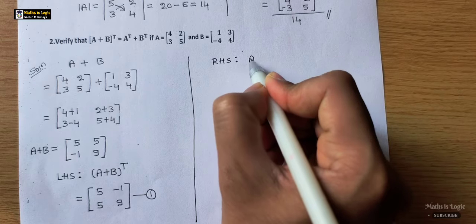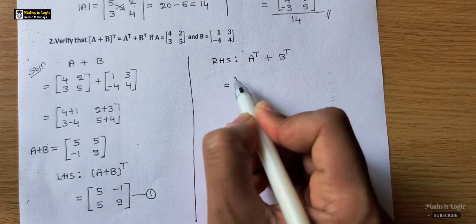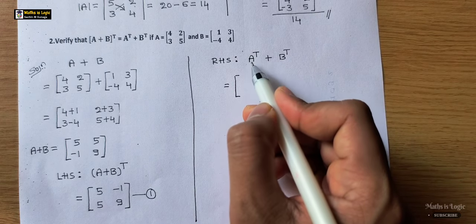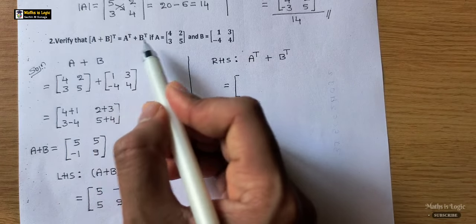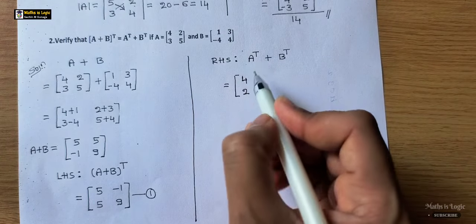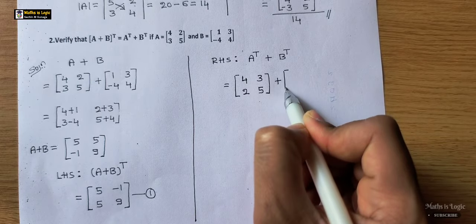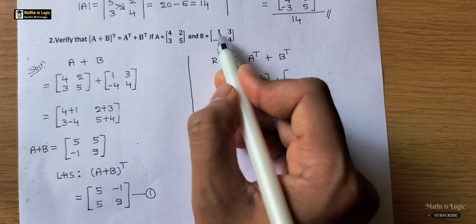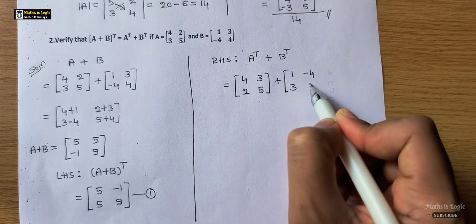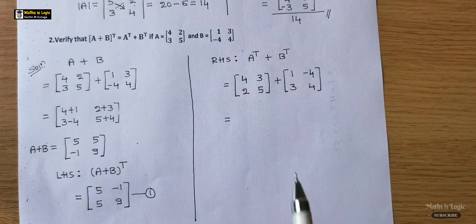A transpose plus B transpose. So which is equals to, again in matrix, take the transpose of A. A transpose means directly take the transpose of A. That means first row write it as a first column, second row write it as a second column, plus next take the transpose of B. First row write it as a first column, second row write it as a second column. Now add these two matrices.